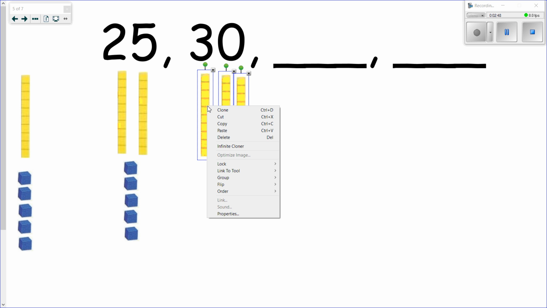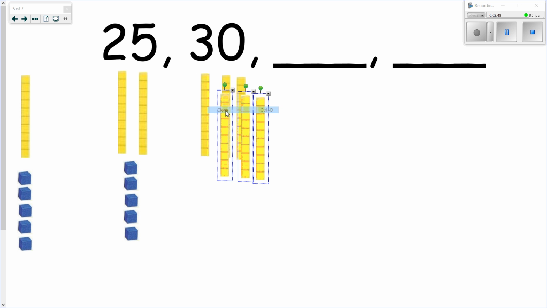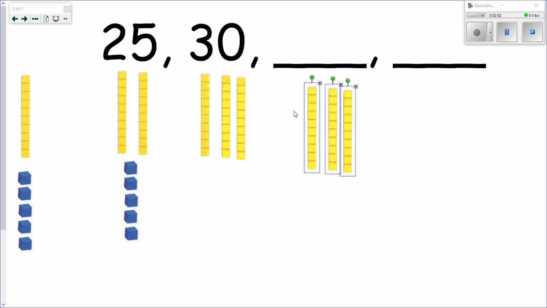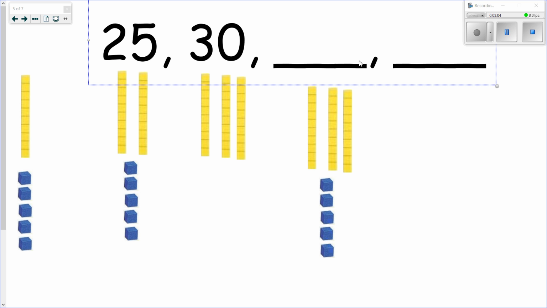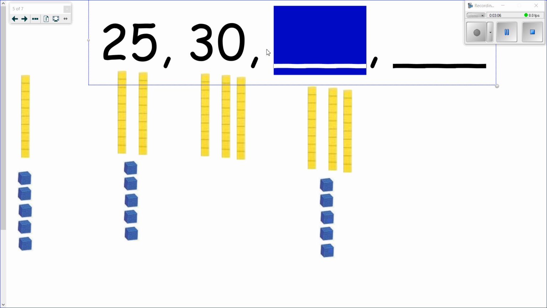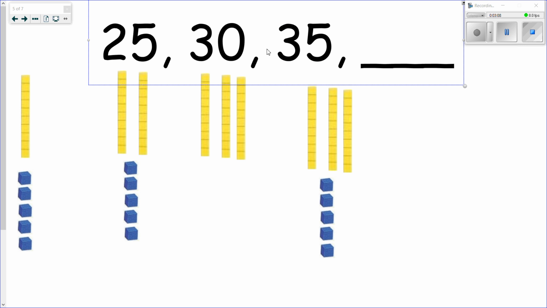Let's continue our pattern of increasing by fives. So here we go. There's the 30 plus another five, 10, 20, 30, 31, 32, 33, 34, 35. So next in this pattern would be 35.